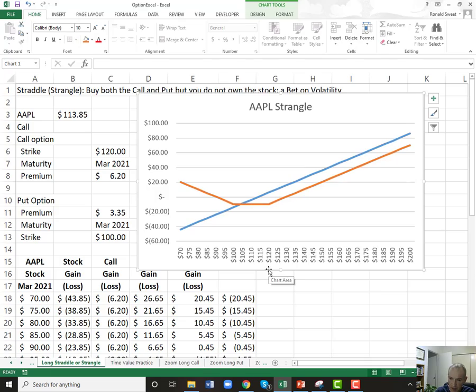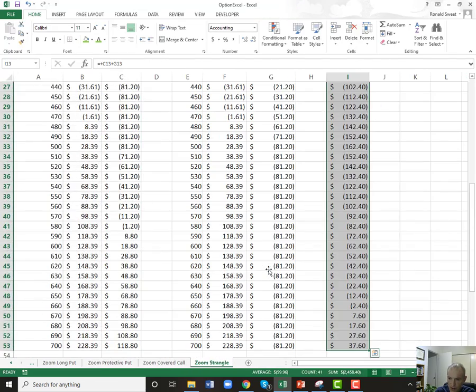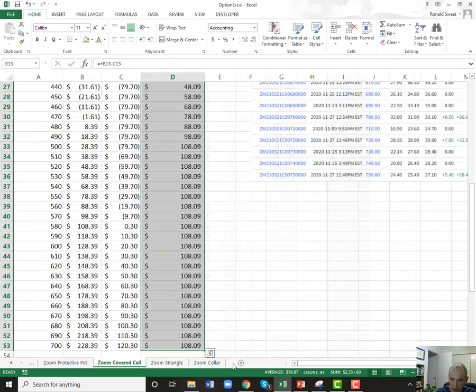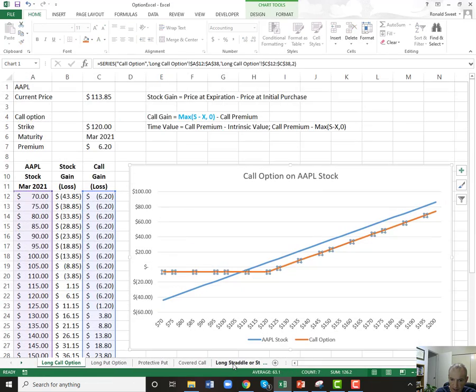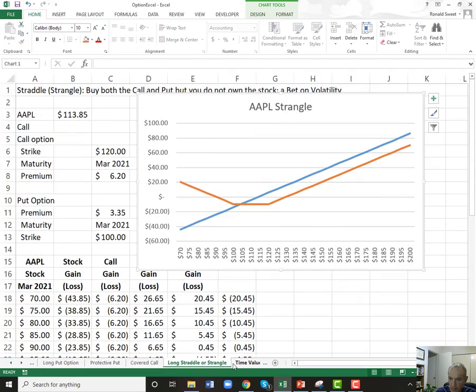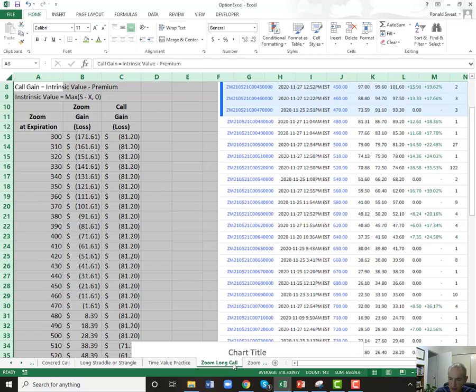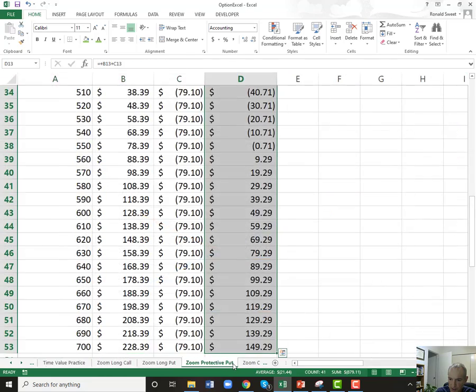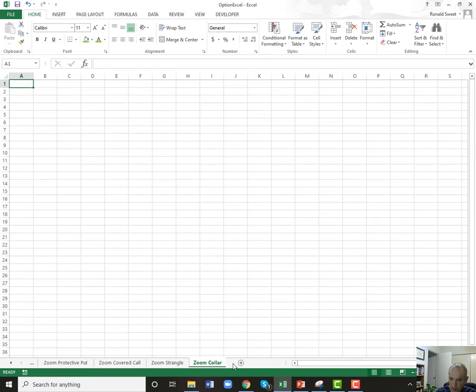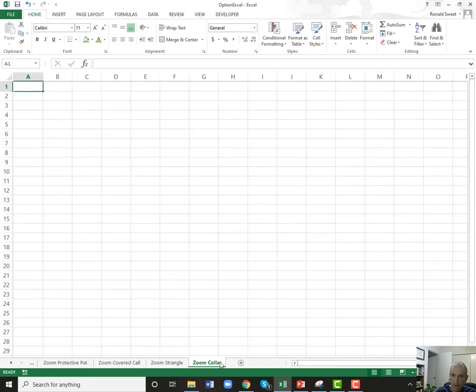So the last thing we want to do, I did those quickly because we've already done them. The last one I want to do is the one we did not cover last time, and that's the zoom a collar. If you look at what we've done so far, we did a long call, long put, protected put, covered call, straddle. We did it again: call, put, protected put, covered call, strangle or straddle. We're actually doing strangles. So now what we're going to do is a collar.